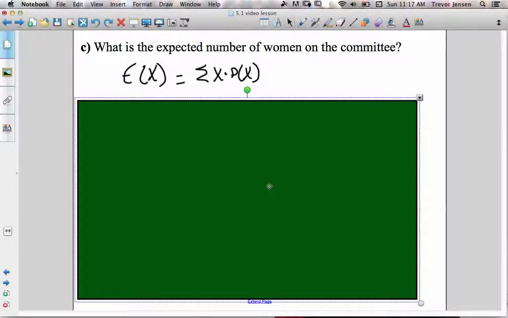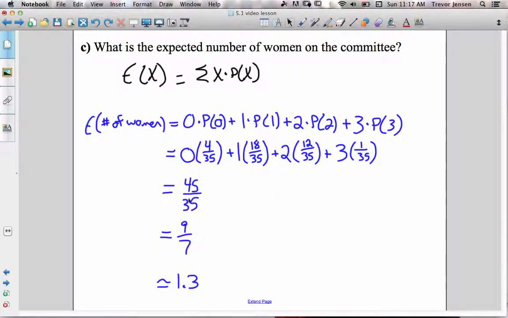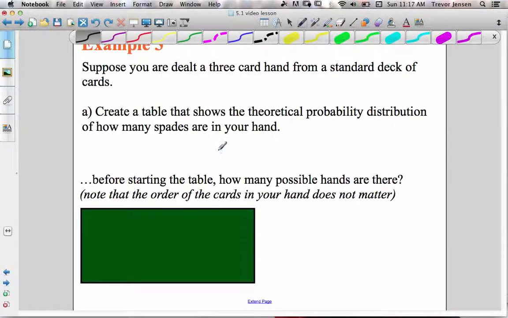And I'll just put up the answer quickly. I'm not going to go through it. If you find all the products, add them together, you get 1.3. So you'd expect 1.3 women to be on the committee of 3 people.